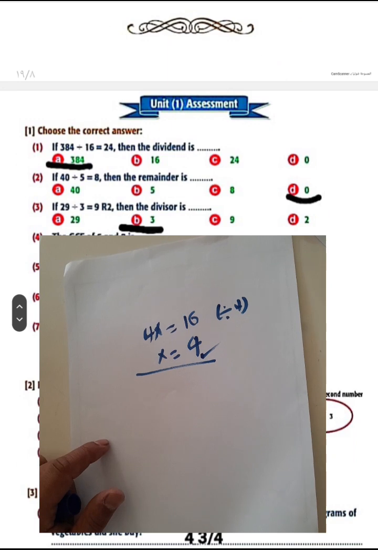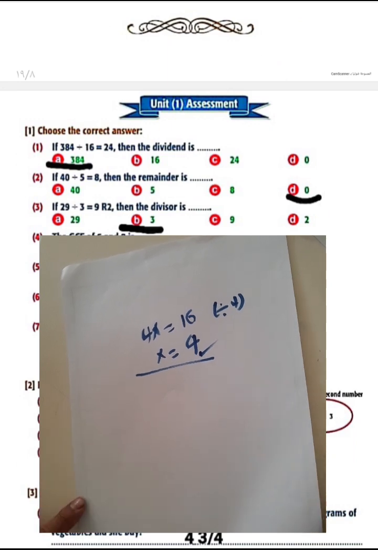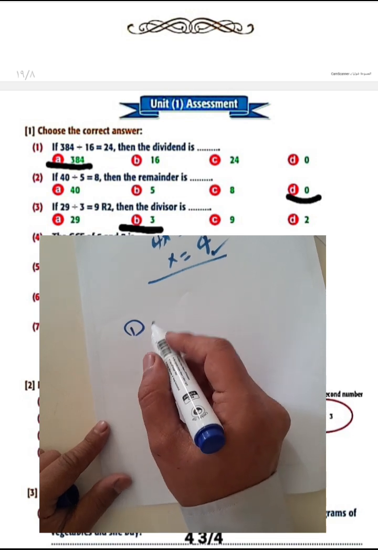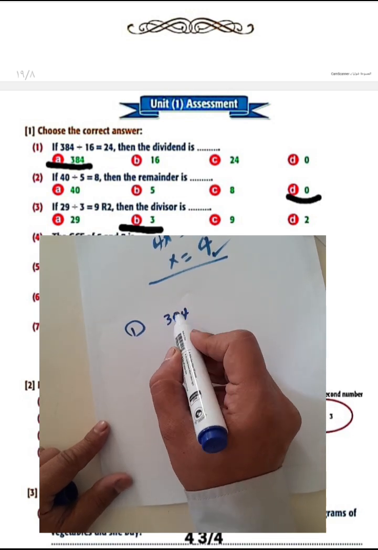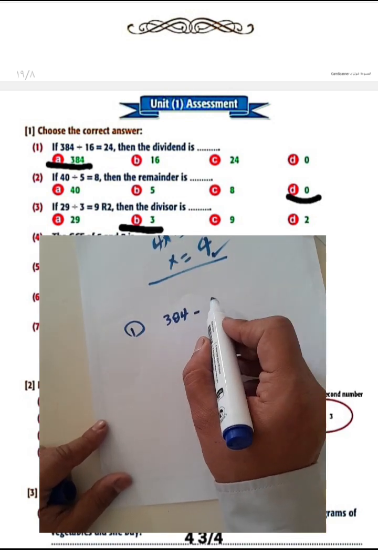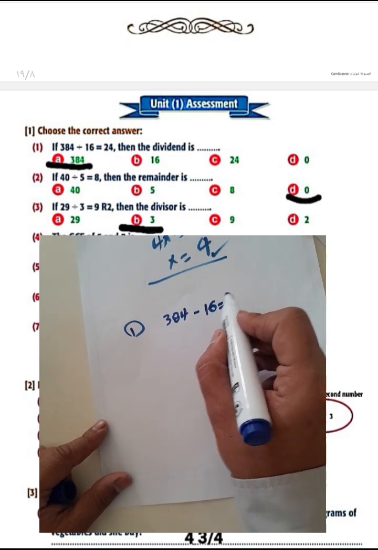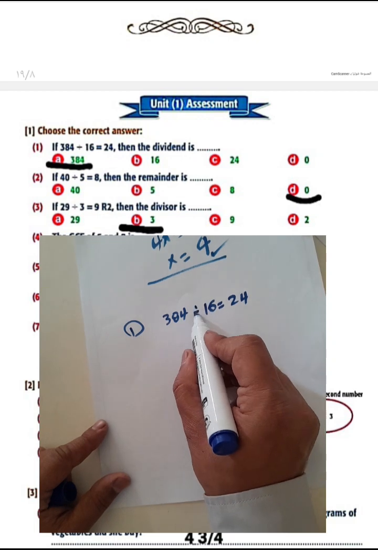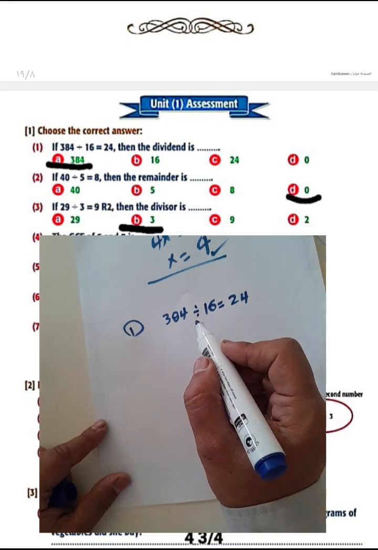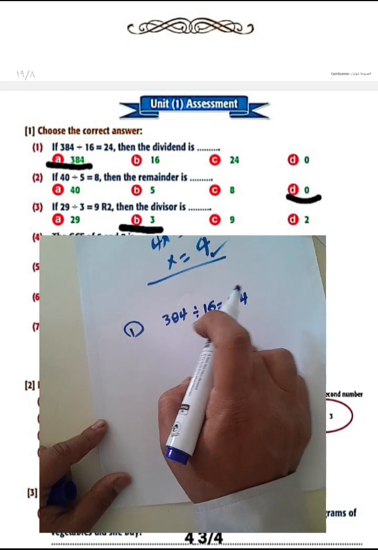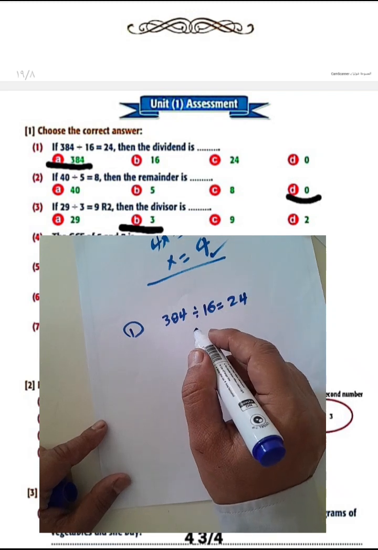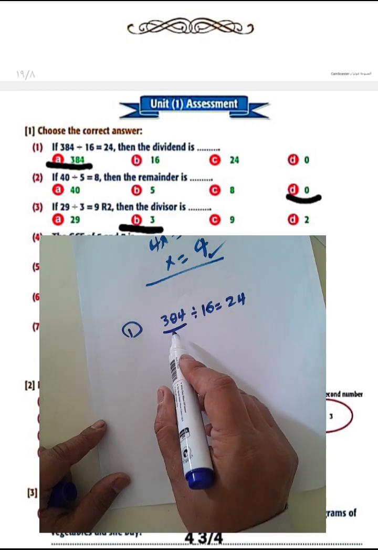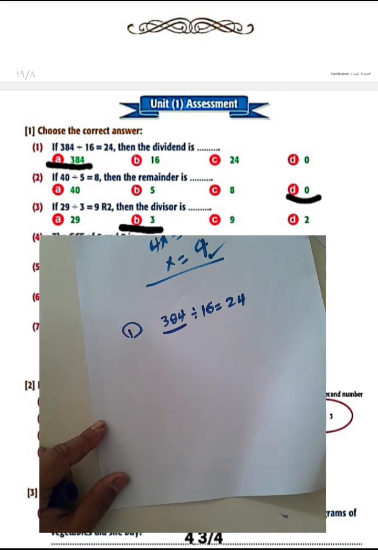Unit 1 assessment. Okay. Look with me at question number 1. If 384 divided by 16 equals 24, then the dividend here is 384. Yes, it's division. 384 divided by 16 equals 24. Then the dividend here will be 384. Choose letter A.